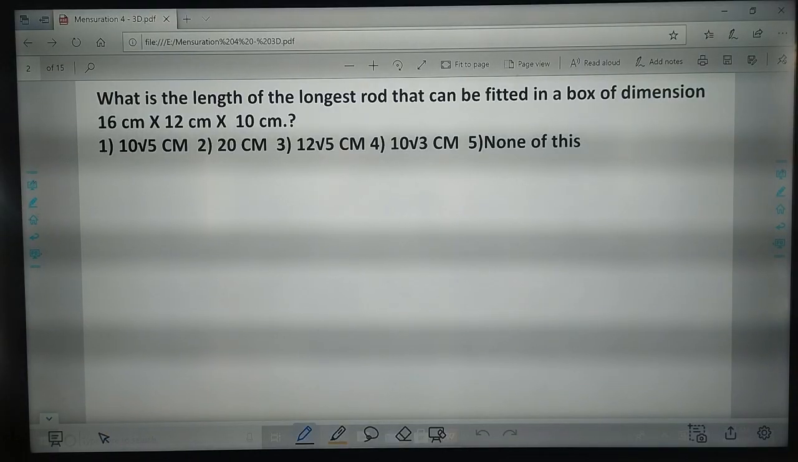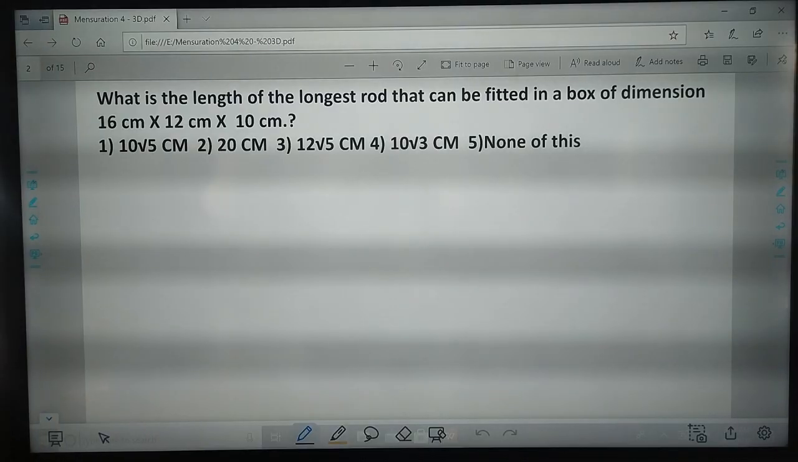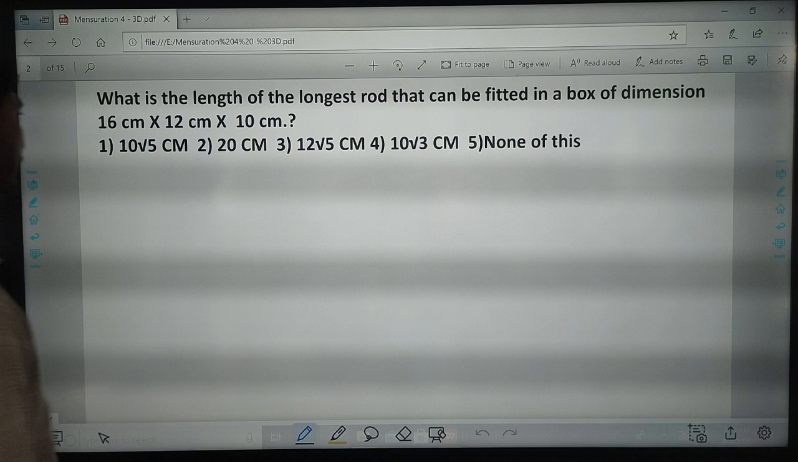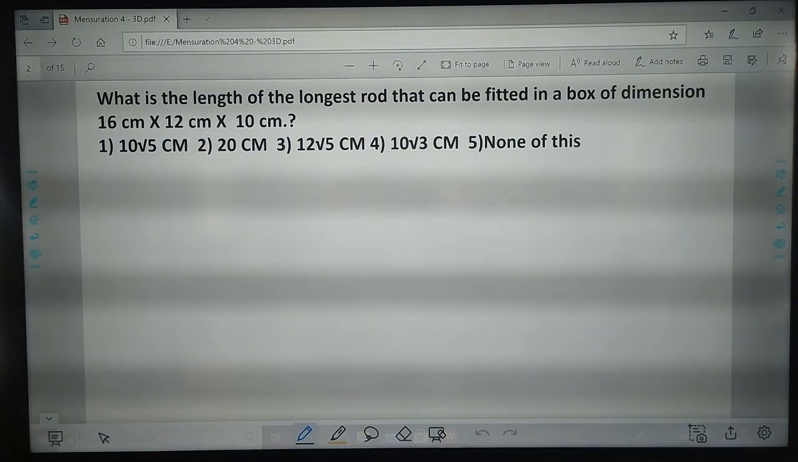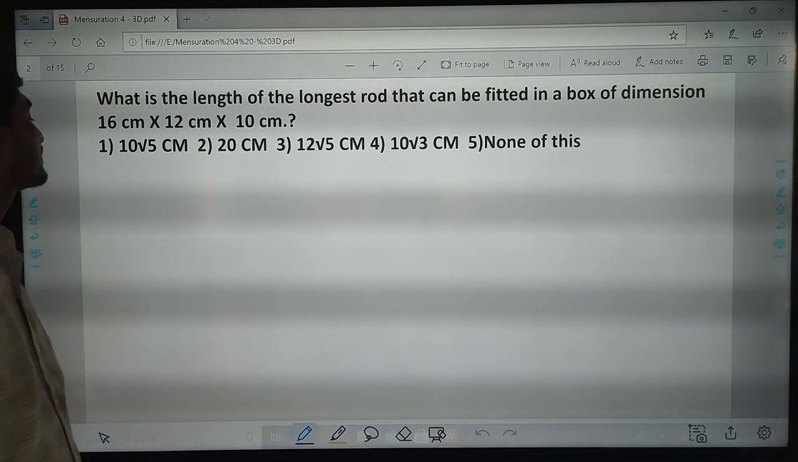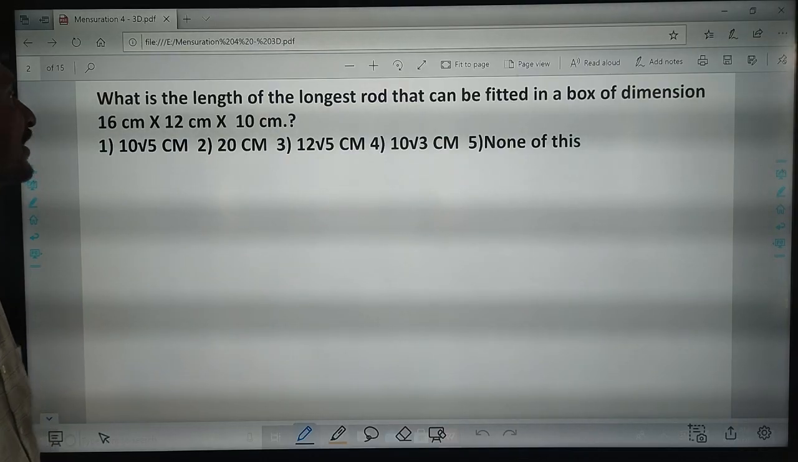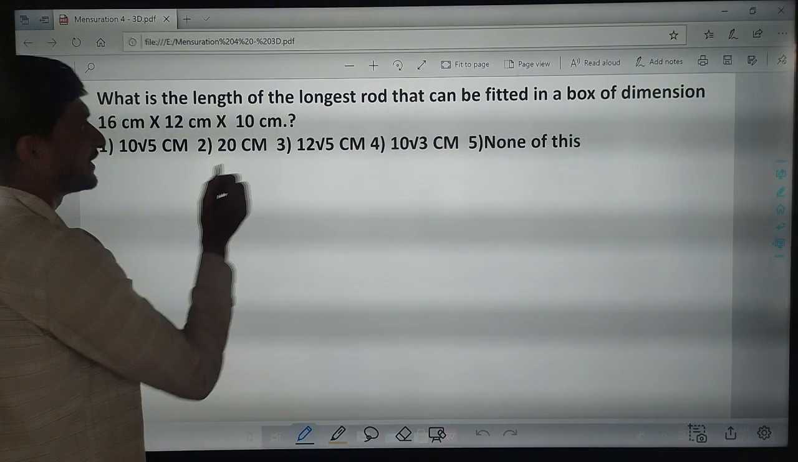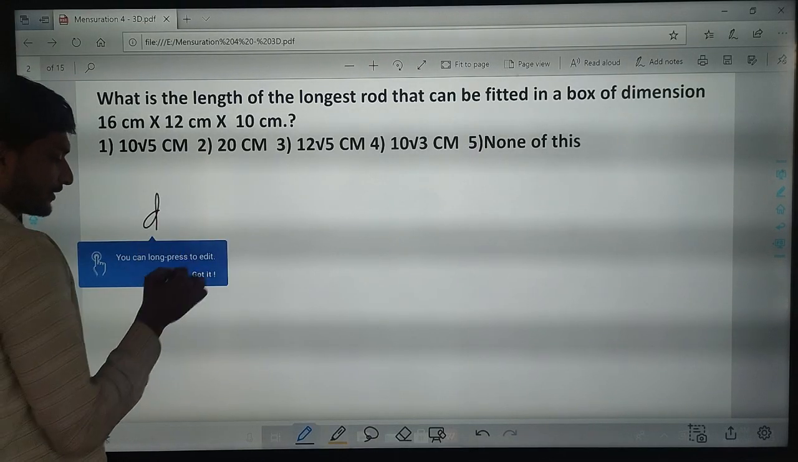What is the length of the longest rod that can be fitted in a box of dimension 16 cm into 12 cm into 10 cm? Here, what is the length of the longest rod? That is, we find the diagonal of the cuboid whose dimension is 16 cm into 12 cm into 10 cm. Now here the box means cuboid. Then the diagonal of the cuboid.